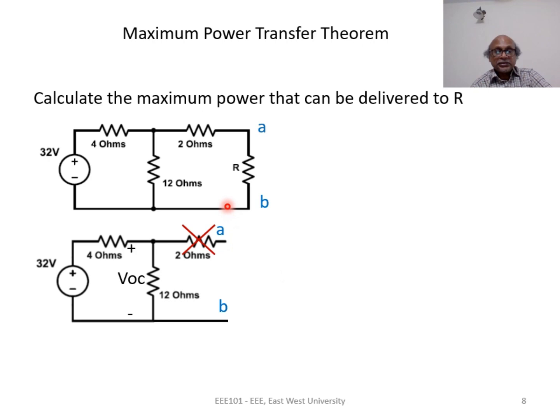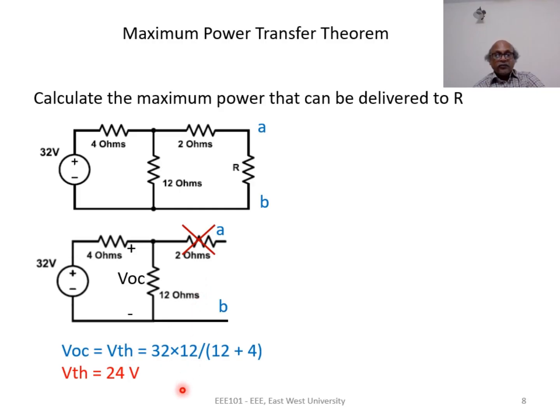If this 2 ohms resistance is neglected, this is simply a series circuit. We can find out VOC using voltage divider rule. Using voltage divider rule, we can see that VOC or VTH is equal to 24 volts. I have written here VTH because VOC and VTH are the same.